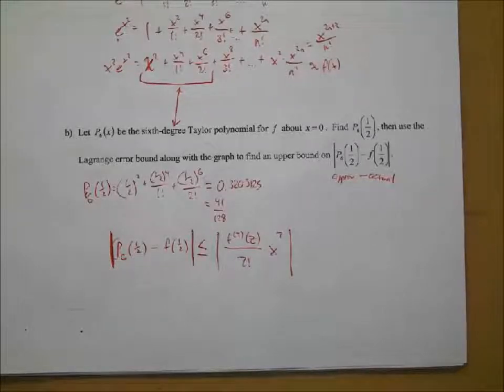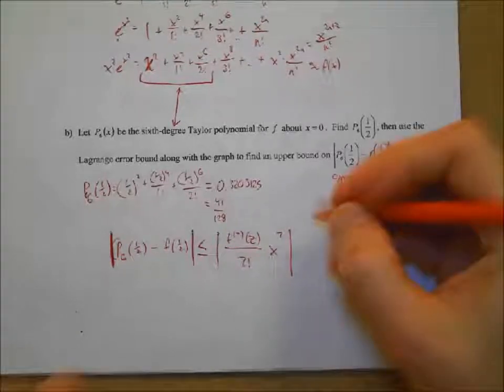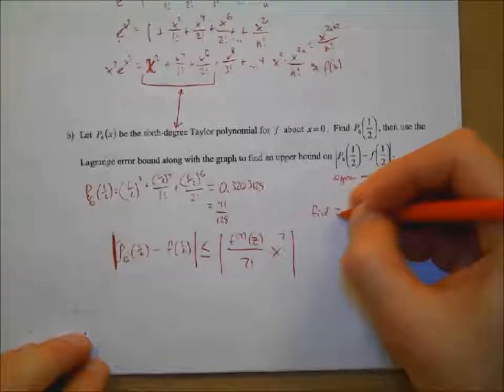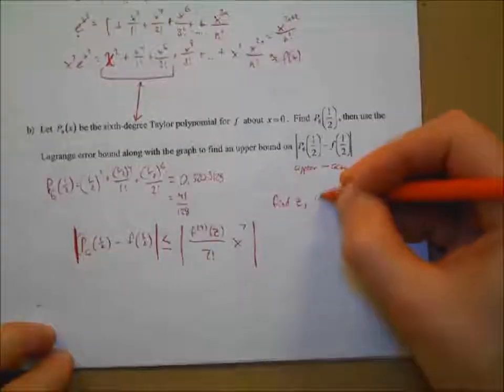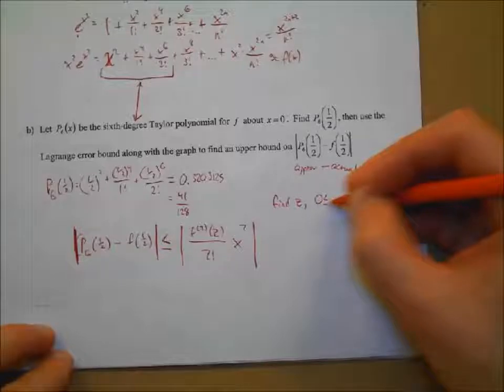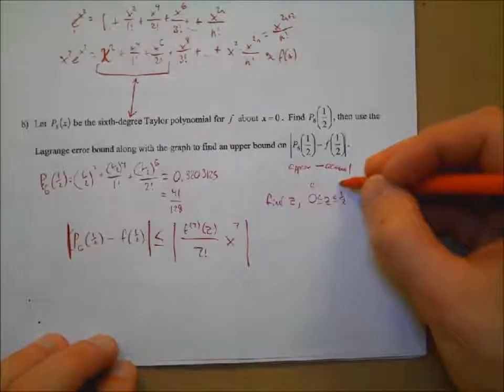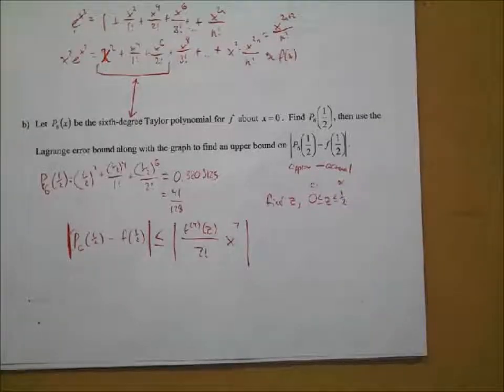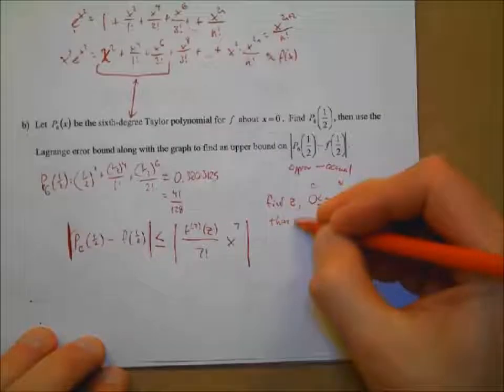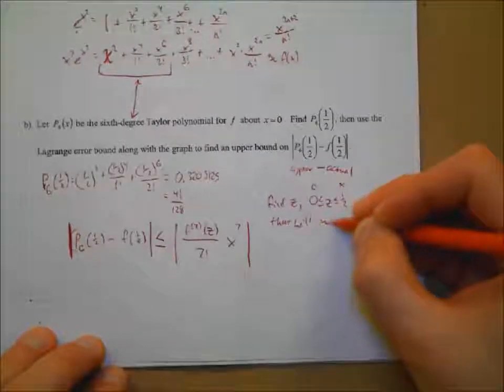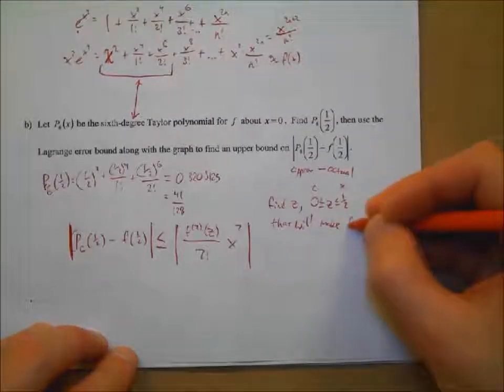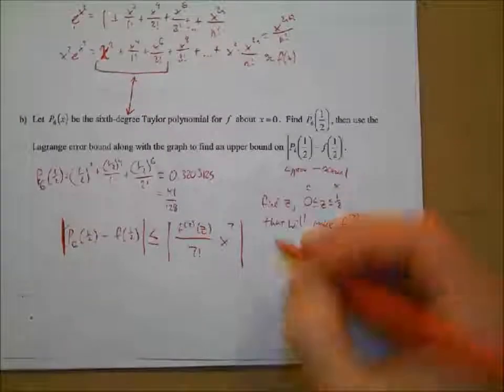So there's our setup, and now we know what x is already, right? X is going to be 1/2. We just got to figure out what z is. So again, I'm going to write some stuff out here. Find z. 0 less than or equal to z less than or equal to 1/2, between our c value of 0 and our x value of 1/2, that will make the 7th derivative of f a maximum.